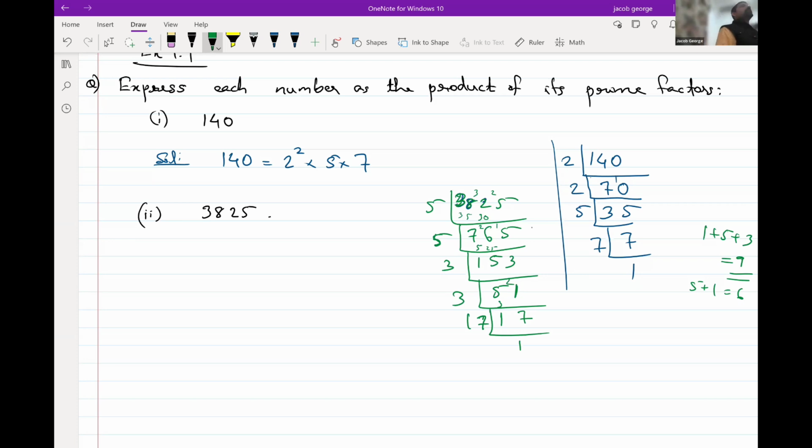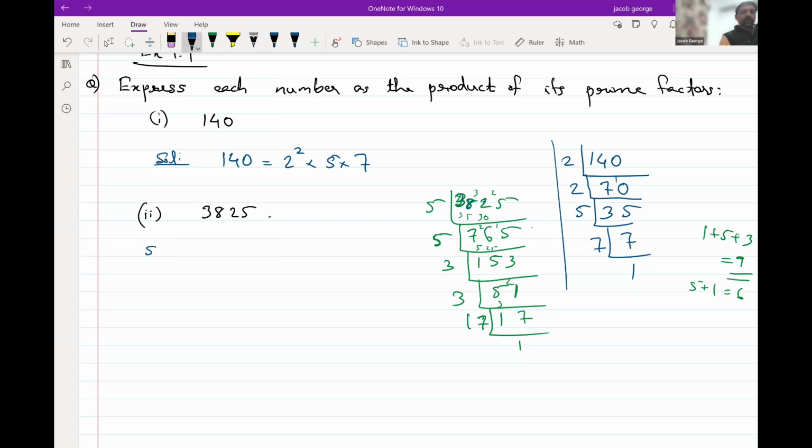How many of you got it correct? 15 is not a prime number. We are allowed to divide only with a prime number. 15 is not a prime number, so we cannot divide by 15. So we'll write this one.